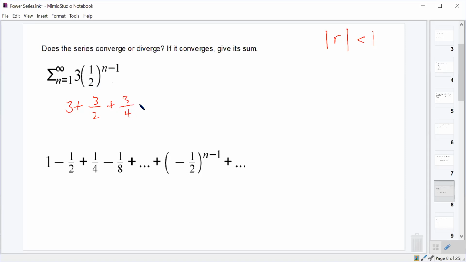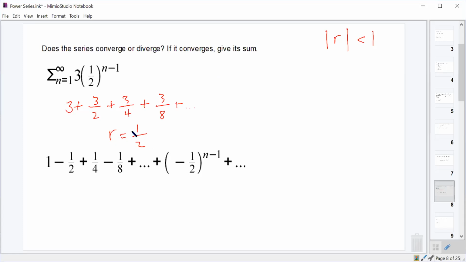And we'll notice what's happening each time. The next term will be 3 over 8, right? And so on. So this is what this series looks like. It's the sum of 3 plus 3 halves plus 3 fourths plus 3 eighths forever. And so what is the common ratio between these terms? Should be a half. Exactly. Okay. So our common ratio is a half.